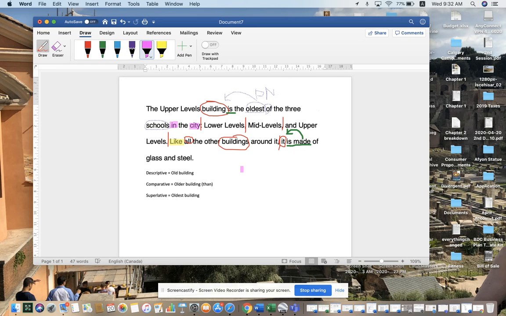Now this colon, very interestingly, is there because it's about to introduce those 3 schools. It's going to say lower levels, mid levels, and upper levels. So 1, 2, and 3. Our amazing comparative clause here: there's our subject, all the other buildings. The predicate is a preposition, around, and then it, the object of the preposition.